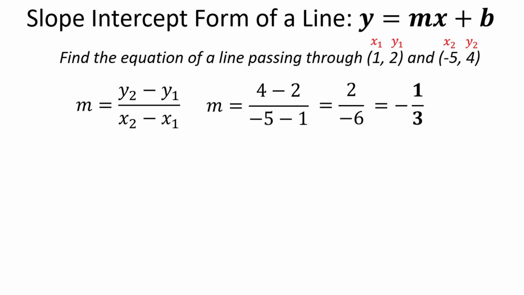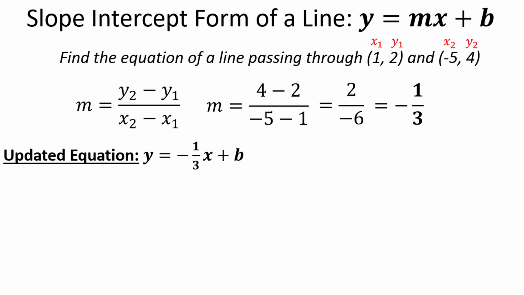Now that we know the slope is -1/3, the updated equation of the line is y equals -1/3 x plus b. All I've done is plug in m equals -1/3 into the equation y equals mx plus b. We still need a value for b, the y-intercept, which can be found by plugging in one of the points into the equation. It doesn't matter which point you choose, so if the numbers are nicer in one of your 2 points, I would choose that one.